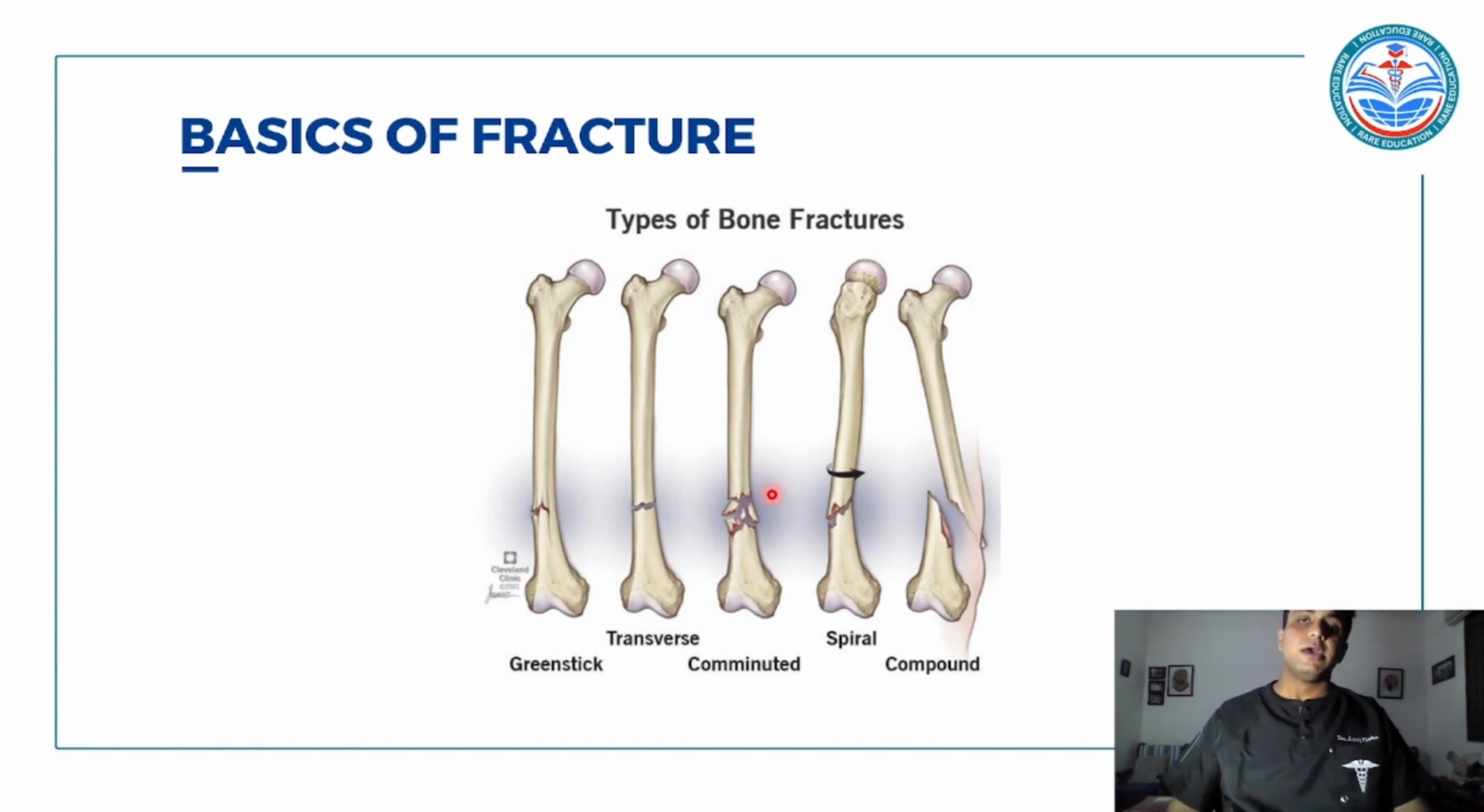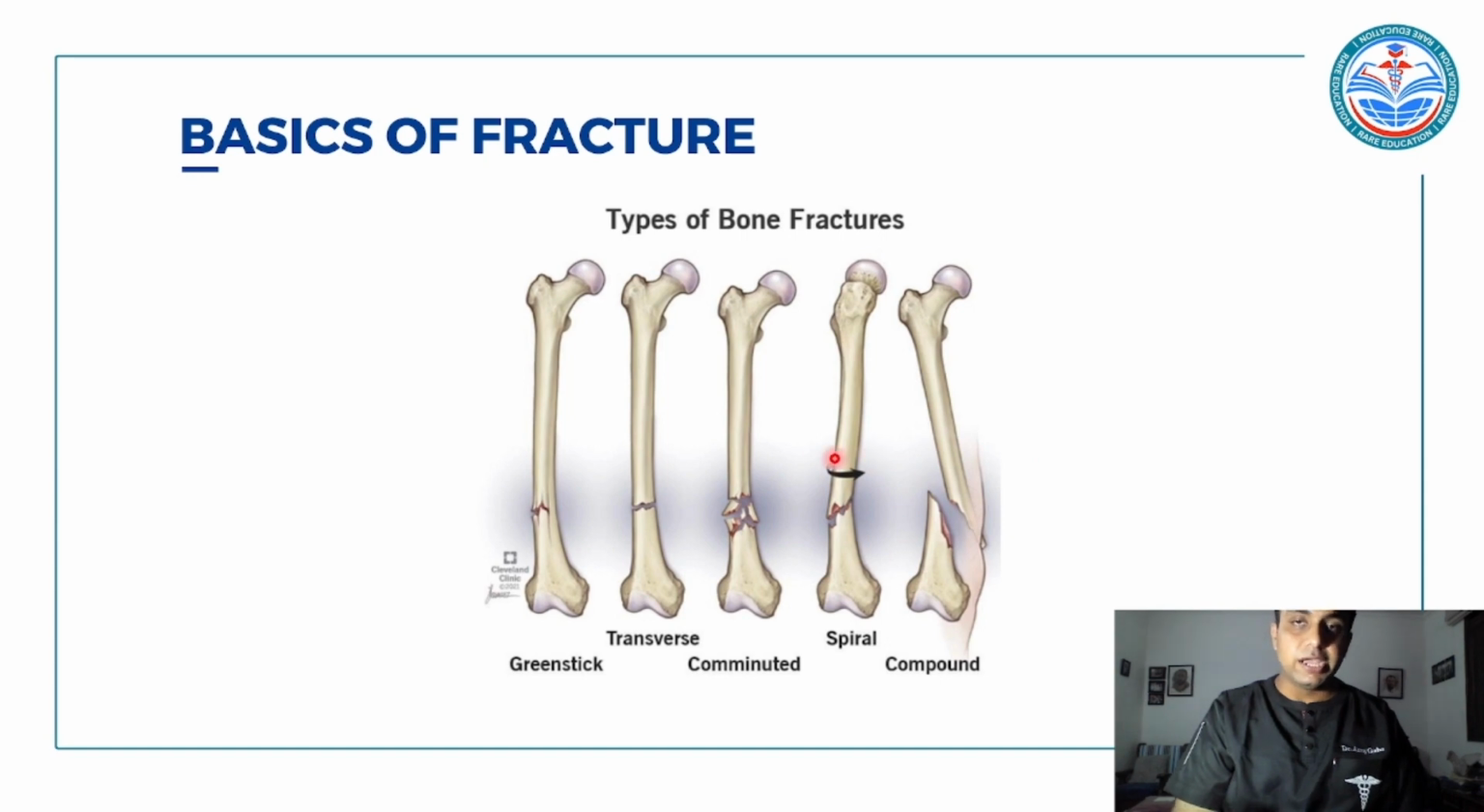Comminuted fracture, basically a type of crush fracture. That means a person falls down and the bone is crushed into different pieces, and these pieces can go and puncture an artery or a vein or a nerve. So a person might be in a little bit of trouble. So this is a kind of emergency that we have to take care of.